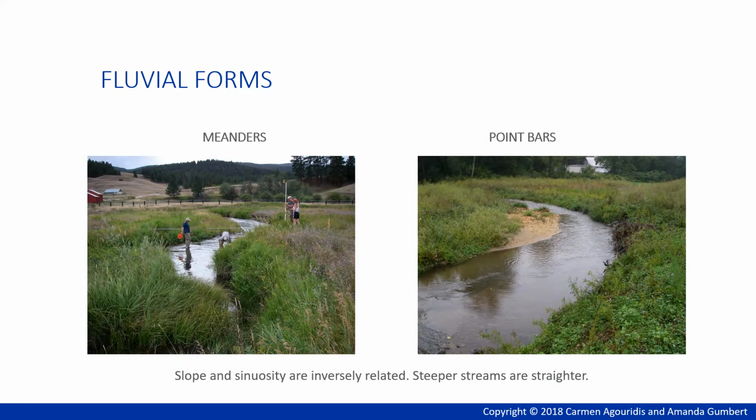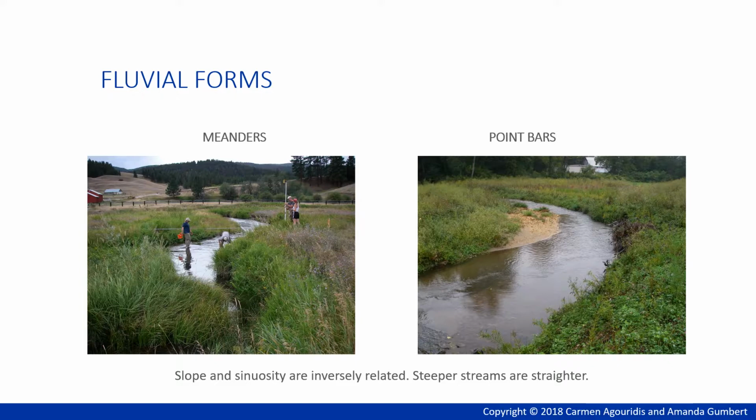Other commonly recognized stream features are meanders, as seen in the photo on the left, and point bars, as seen in the photo on the right. Meanders are curves or bends in the stream. The curviness or sinuosity of a stream is inversely related to its slope. This means that as the slope of a stream decreases, its sinuosity tends to increase.